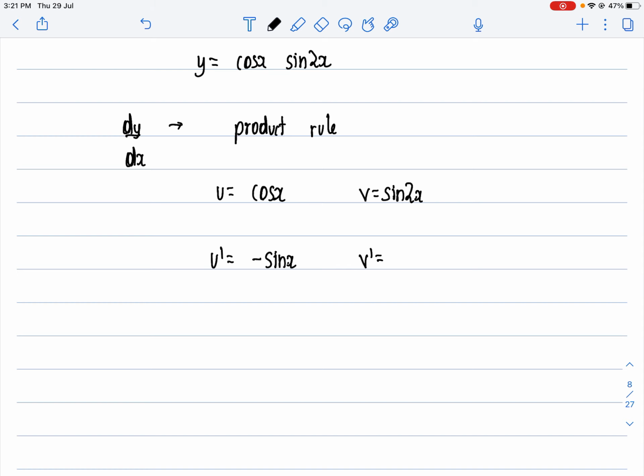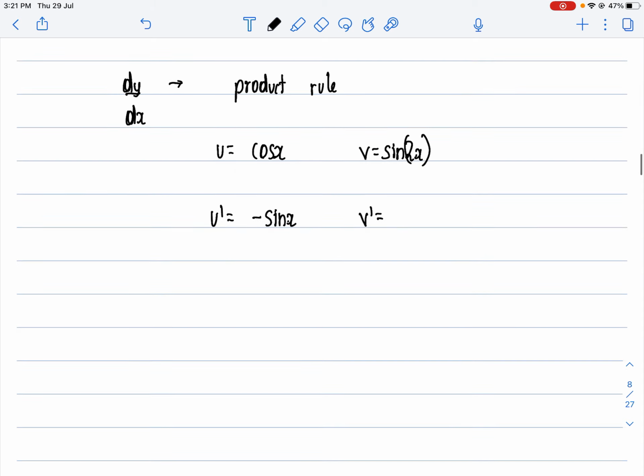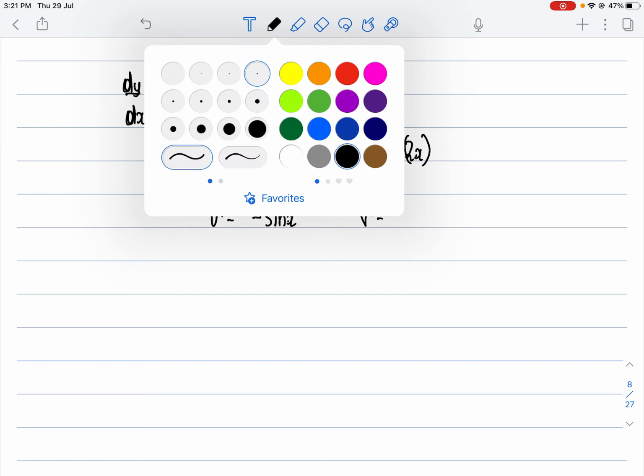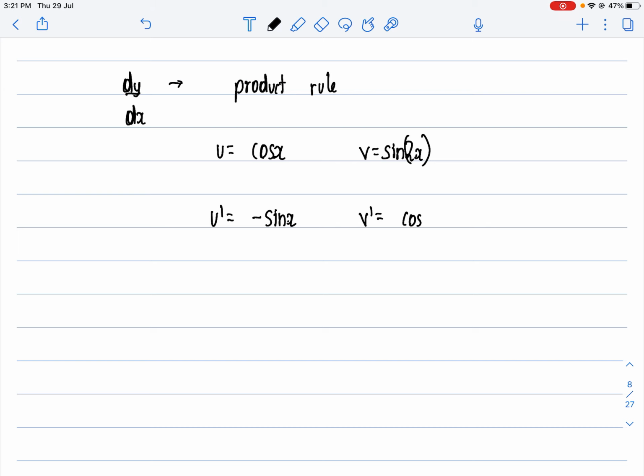And our v dash, which is basically the chain rule, will apply here. First the differentiation of the outer function, which is sine, gives cos. So I write this as cos 2x multiplied by the differentiation of the inner function. The differentiation of 2x is 2. So I can write this as 2 cos 2x.